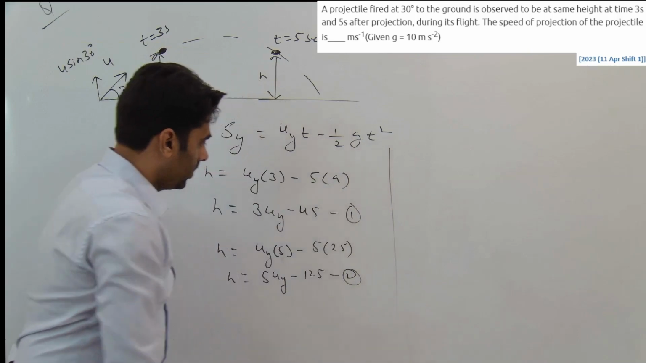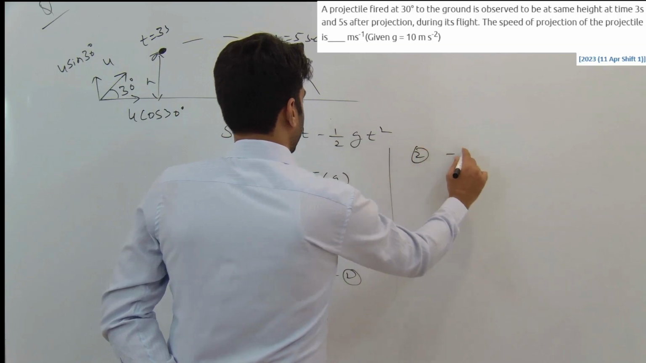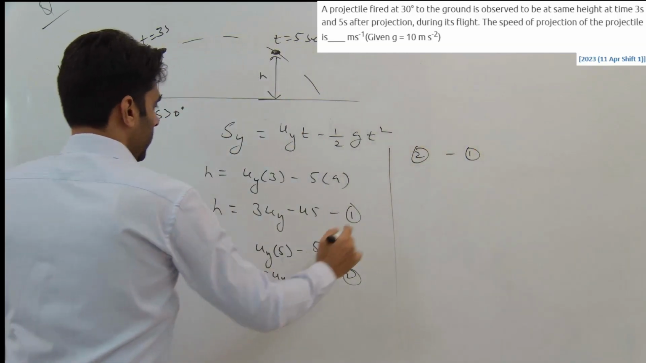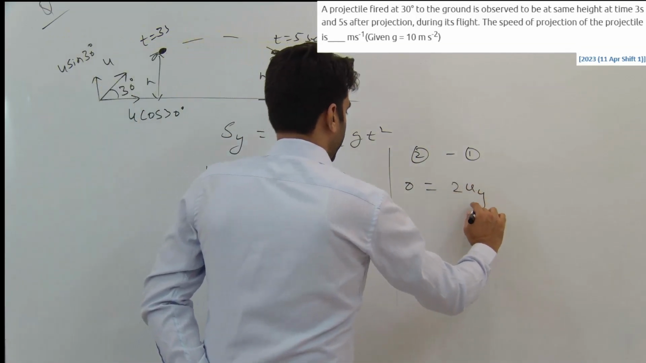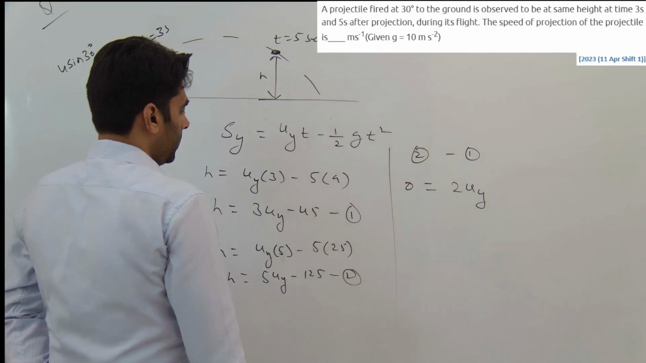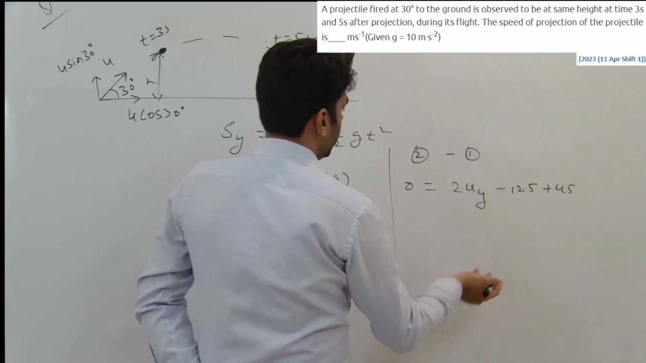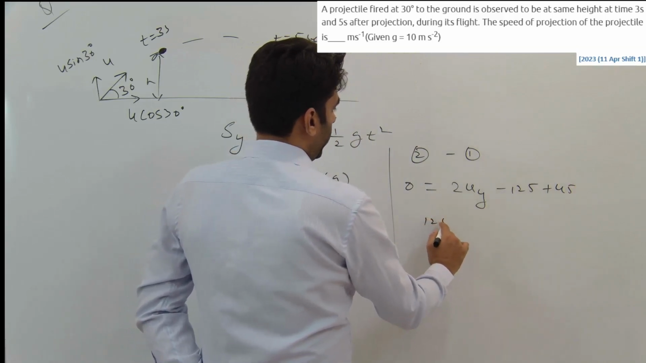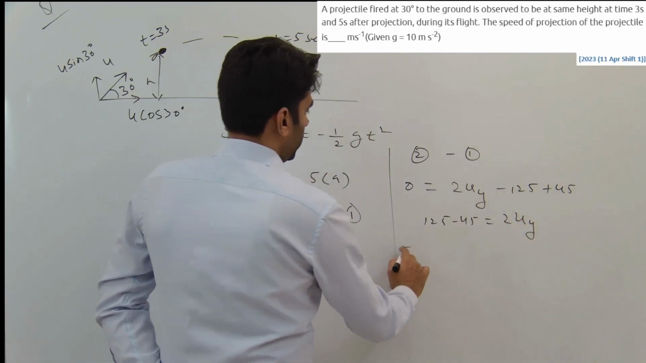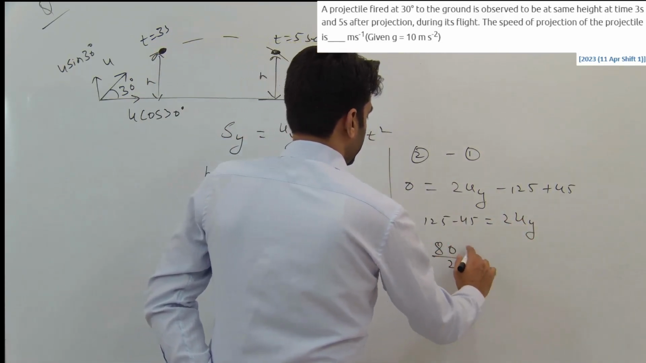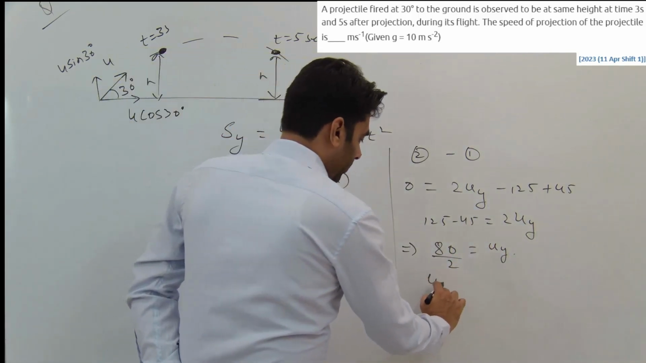Now let us simplify. We want to find out the initial speed u. So equation 2 minus 1. If we do 2 minus 1, what are we getting? h minus h is equal to 5 uy minus 3 uy is 2 uy. Over here it will come minus 125 plus 45, right? We'll get 125 minus 45 is equal to 2 uy. How much does it come out? This is 80. 80 by 2 is equal to uy, right?